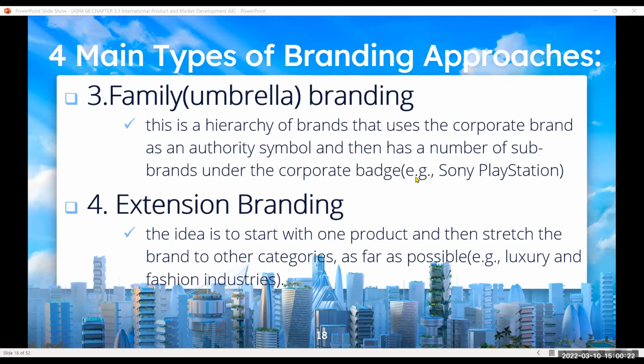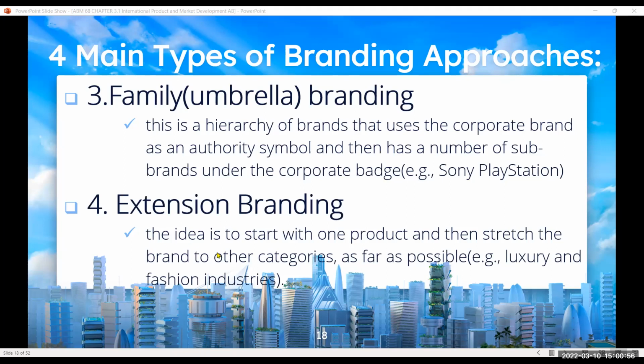As I said, let's say Sony. Sony is the main or corporate brand. Under Sony is Sony PlayStation. Now I think PlayStation 5 is the latest or updated model, so those are the models under PlayStation. The next one is Sony cameras. They have many DSLR types, many camera types. Next is Sony appliances, like refrigerators, TVs, and so on and so forth. So that is family or umbrella branding.